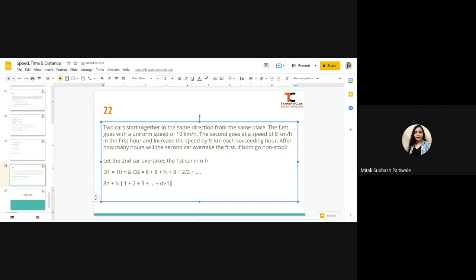In the first hour it would be constant, so that is why we took it as 8n. In the second hour it is getting half, so that's what we have written. Now look. Let's just do one thing. 10n is equal to this thing, because it is a race, they have to start in the same manner, with the same speed.